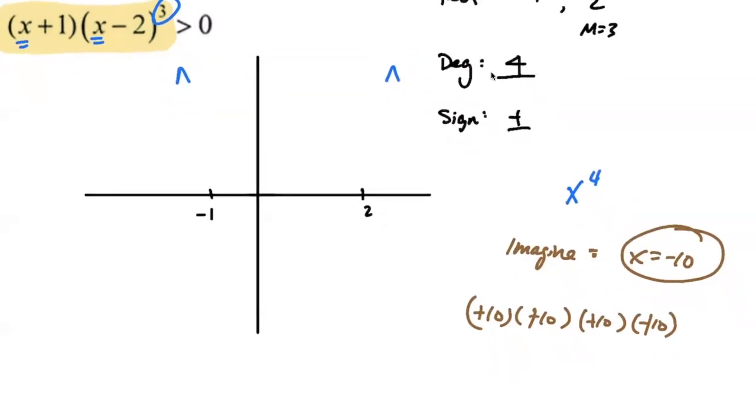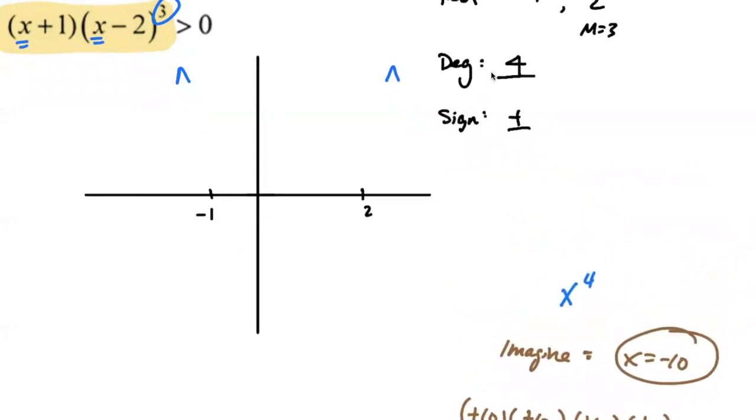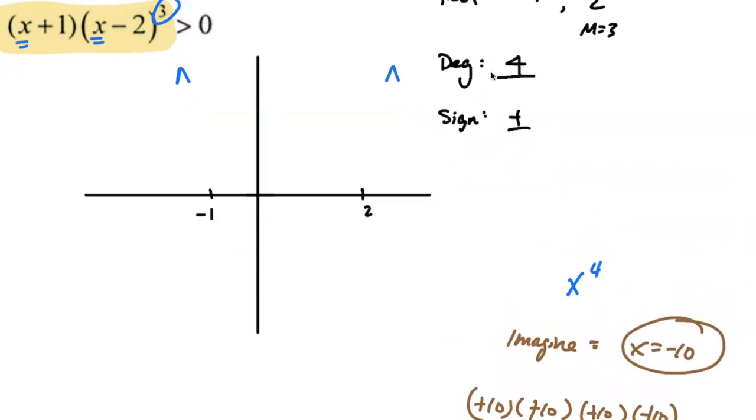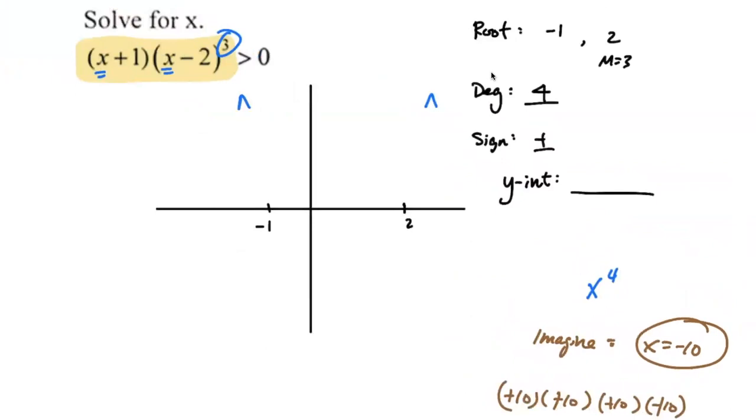Okay, let me take this away. And then another very important piece of information is your y-intercept. The y-intercept is when x is equal to 0. So if x becomes 0, you have 1 times -2 cubed. -2 cubed is -8, times 1, it's -8. So right there, I have a -8 right here. And with this information, we can go ahead and draw the graph.